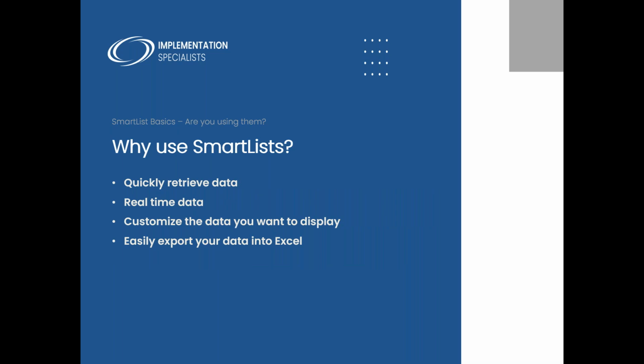Why should you be using SmartList? There are several reasons, but here are a few good reasons. SmartList quickly retrieves your data into a report. The data you are retrieving is in real time. You can also customize the data you want to display and what you want to see within the report inside of Dynamics GP itself. Once you have the information you need, you can also easily export your data into an Excel file.